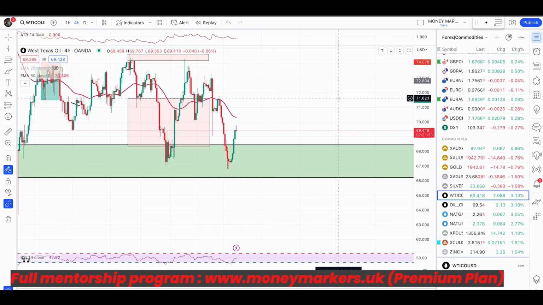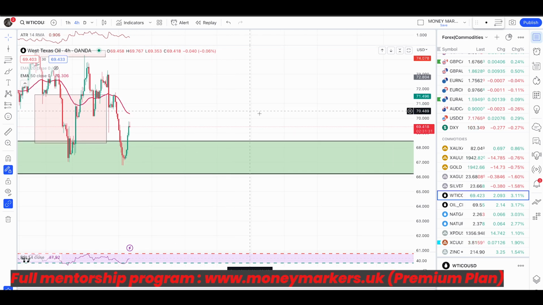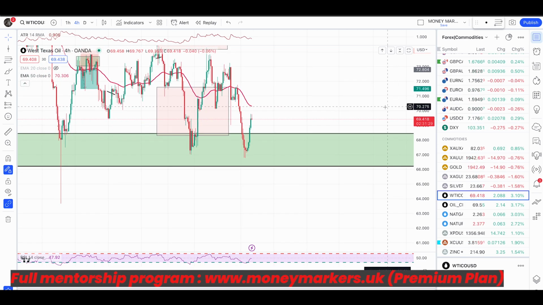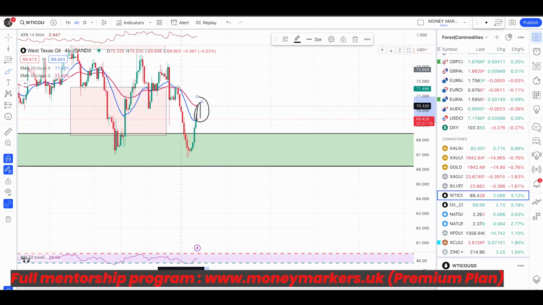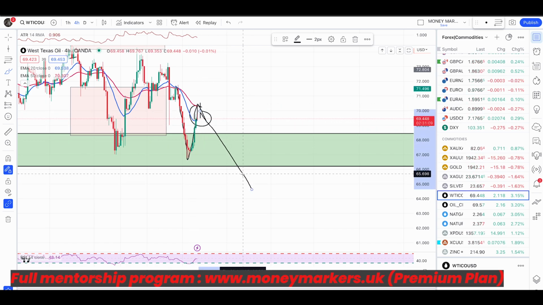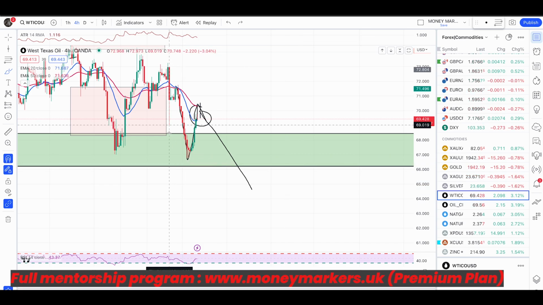Last one, we have crude oil, which has pushed up nicely from the zone I mentioned in my last video, and now price has broken above 20 EMA. It is very likely that price will hit 50 EMA and then give you a sell signal, something like this. As price has now made a new low with a pullback, if we have a sell signal, we have a very likely chance that crude oil can break below this zone as well. So that is what I'm looking at, looking for a sell signal from 50 EMA.